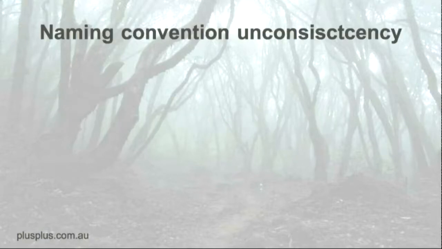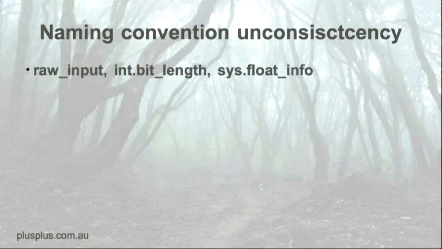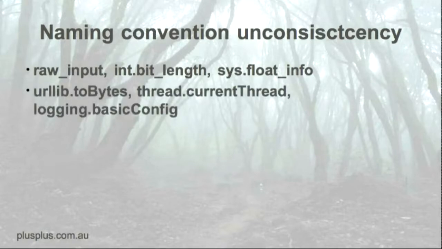Naming convention. Okay, so we're going to use underscores, nice 1960s style. We've got raw underscore input, we've got int.bit underscore length, we've got sys.float underscore info. That's going to be the standard, okay? Yes. Well, what about 2 bytes and current thread and basic config? Oh, okay, so we're going down the Java style.